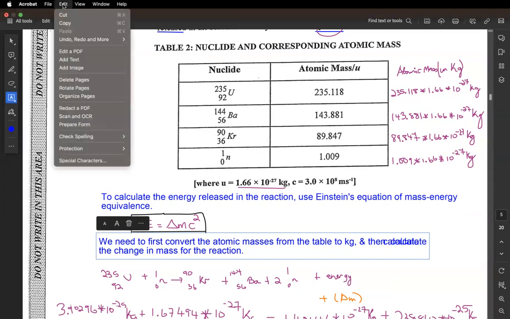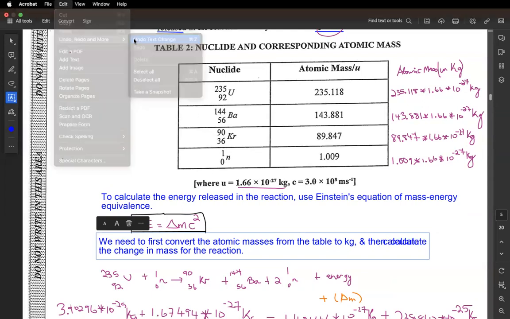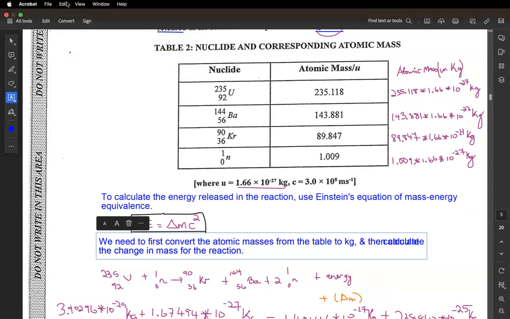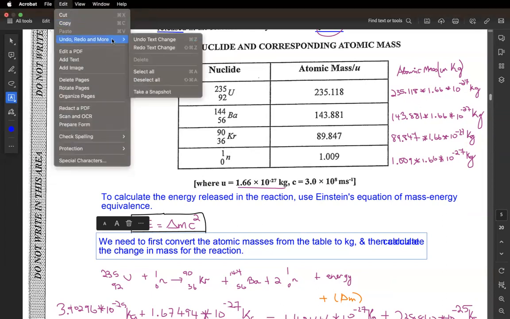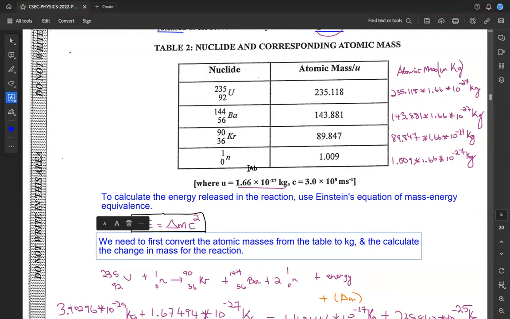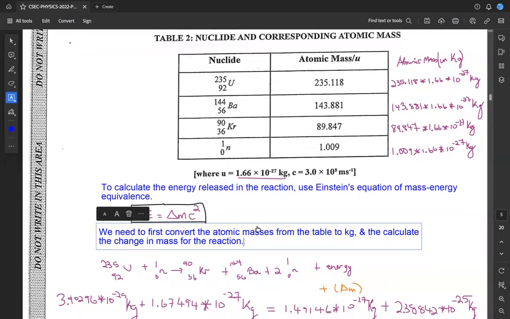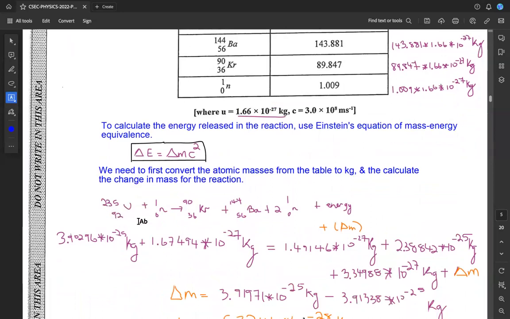Let me undo that again, so it's not muddled there. Okay. So we need to first convert the atomic masses from the table into kilograms. So I did that here, right? And then I just rewrote the nuclear equation, right? And so I know what mass to put where.